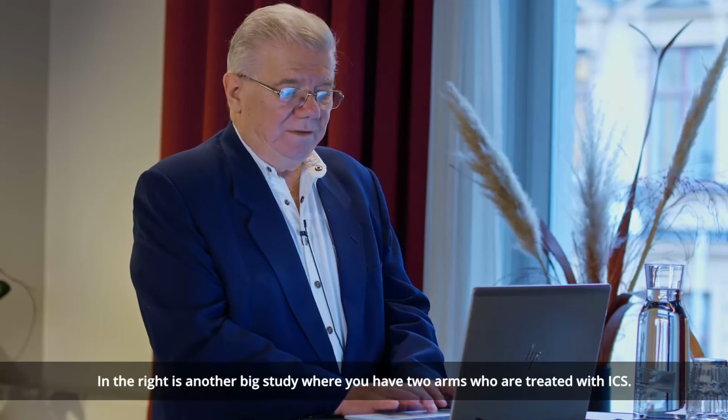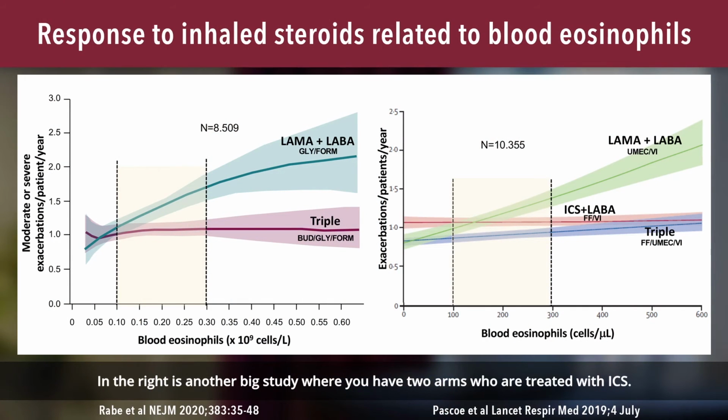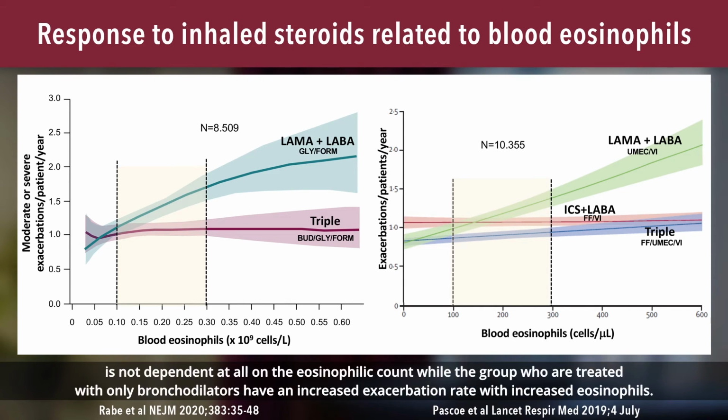On the right is another big study where you have two arms who are treated with ICS. You have ICS LABA and you have the triple. And you can again see that the exacerbation rate is not dependent at all on the eosinophil count, while the group who are treated with only bronchodilators have an increased exacerbation rate with increased eosinophils.